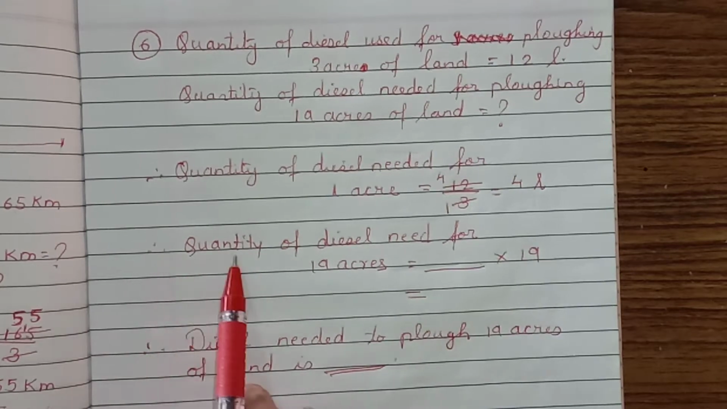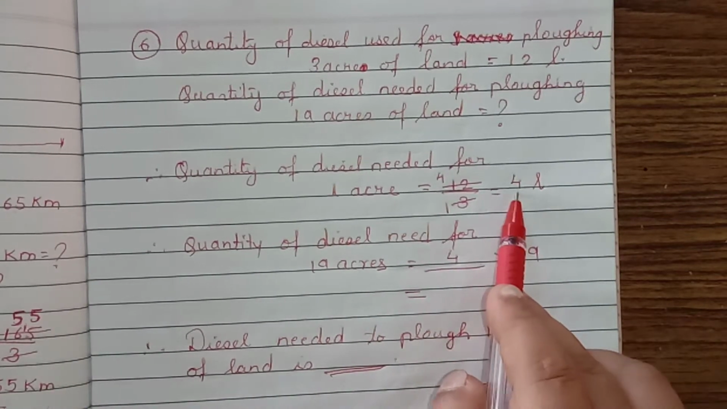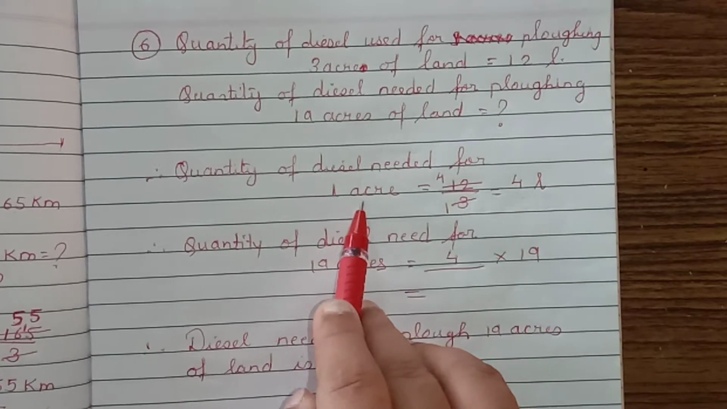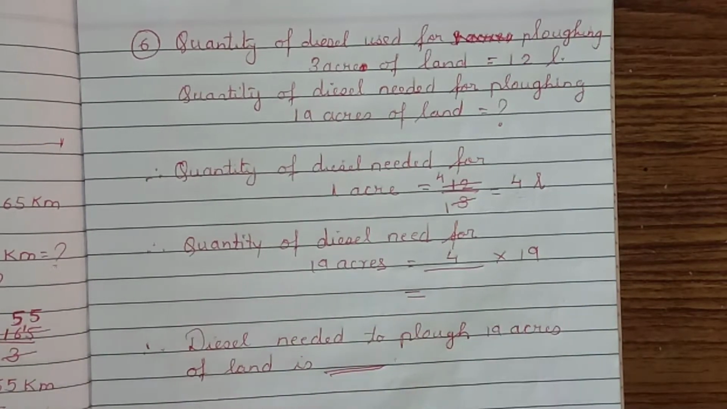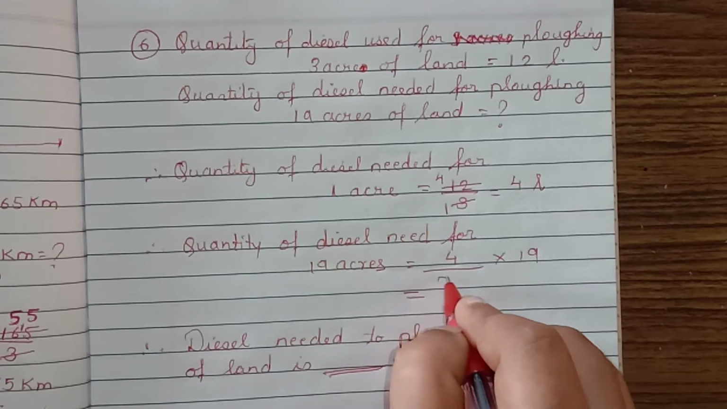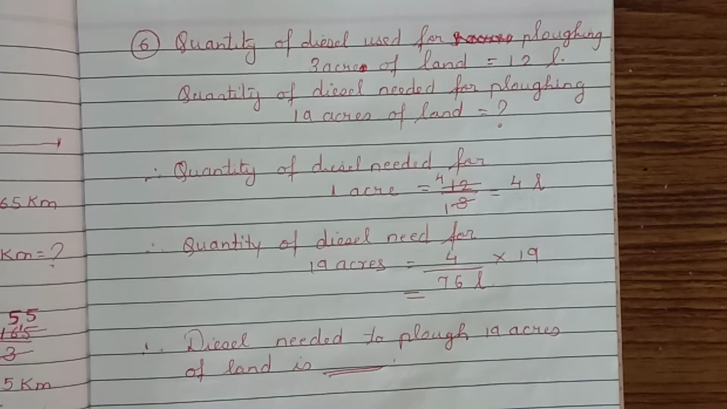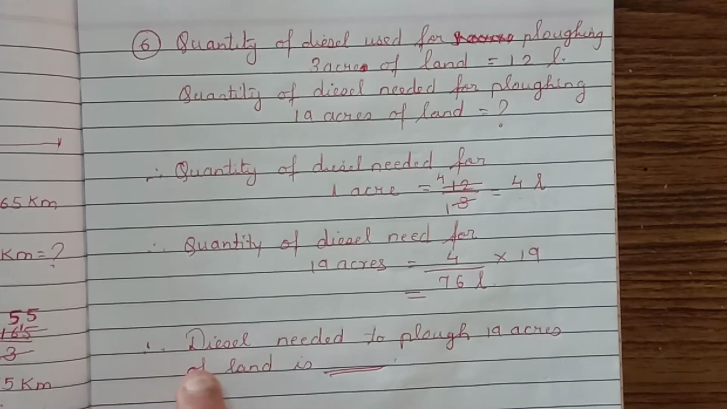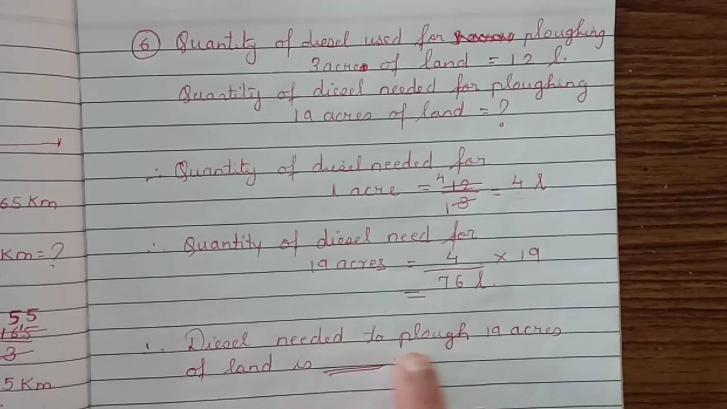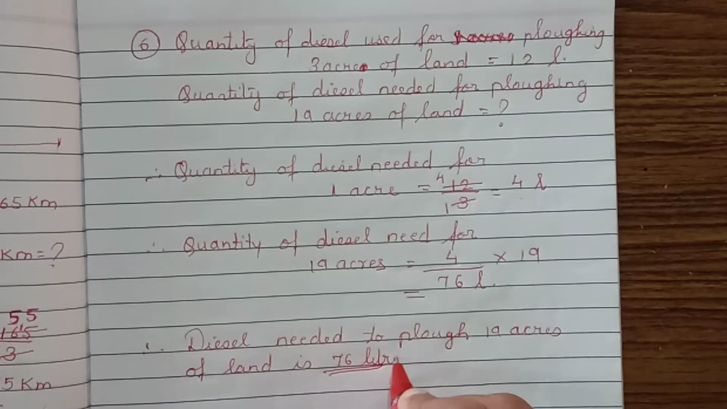Next. Therefore, how much will be the quantity of diesel needed for 19 acres? 4 into 19. 4 liters are required for 1 acre, no? So for 19 acres, we are going to multiply by 4. So how much is 19 4s, children? Yes, 76. So 76 liters. Therefore, diesel needed to plough 19 acres of land is 76 liters.